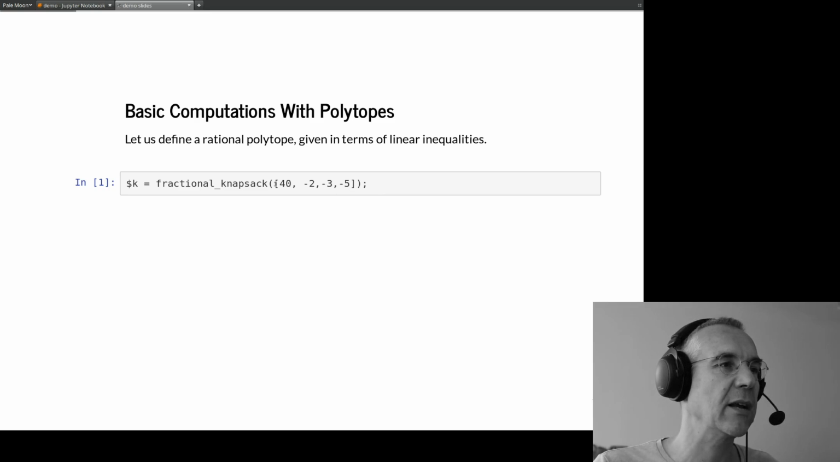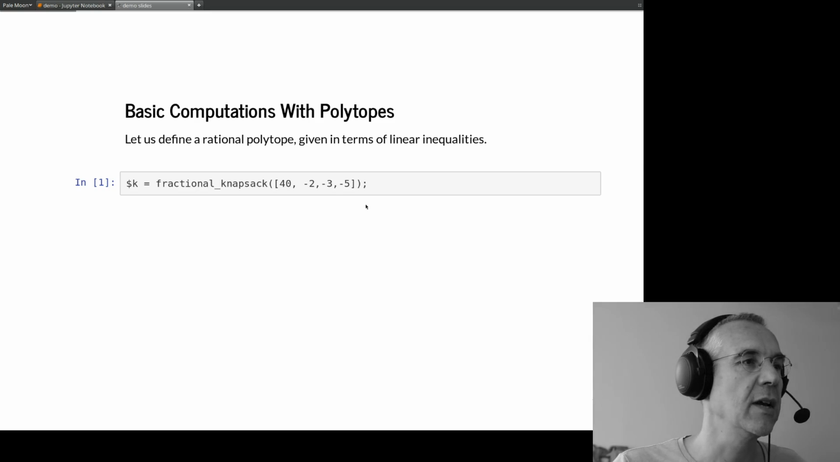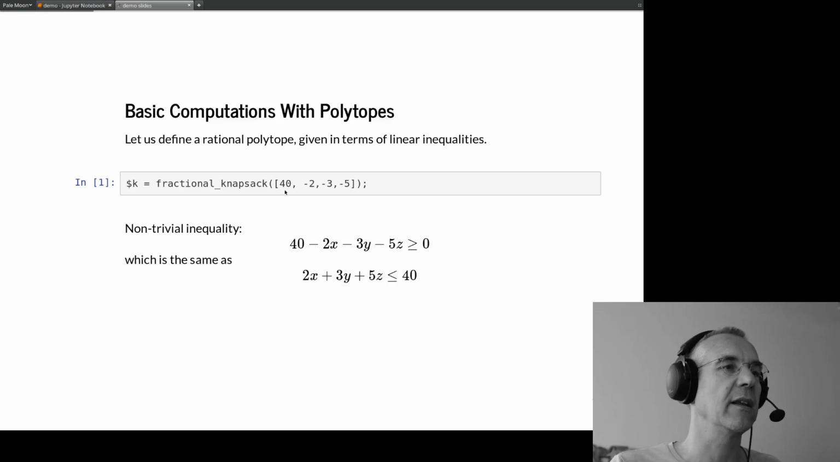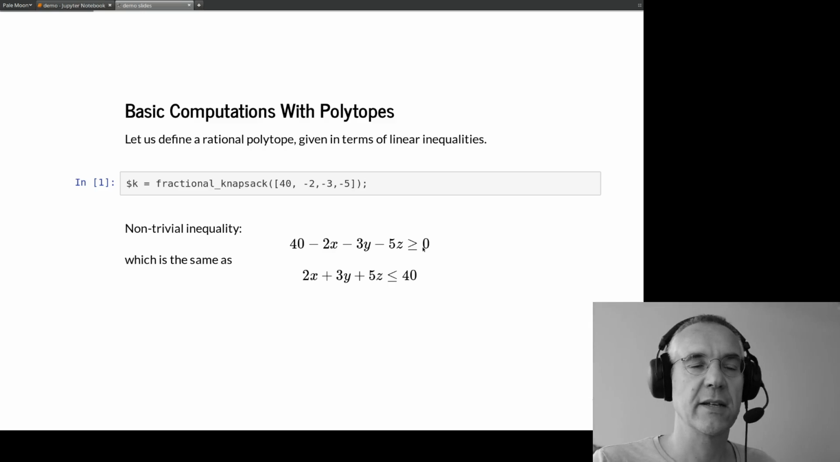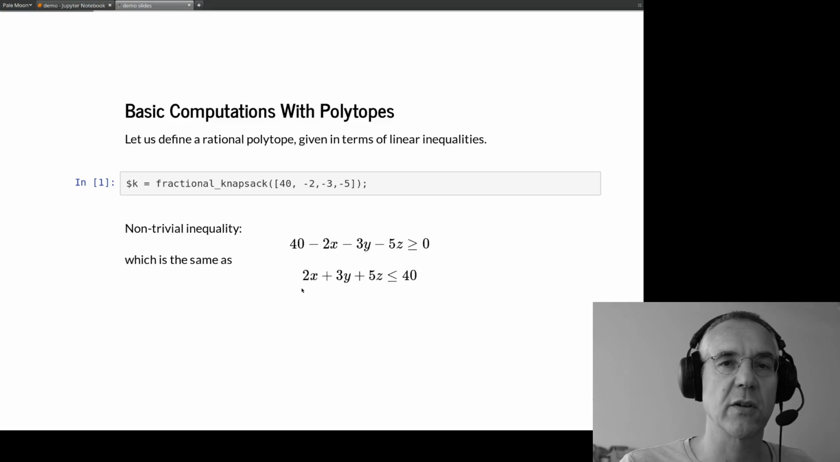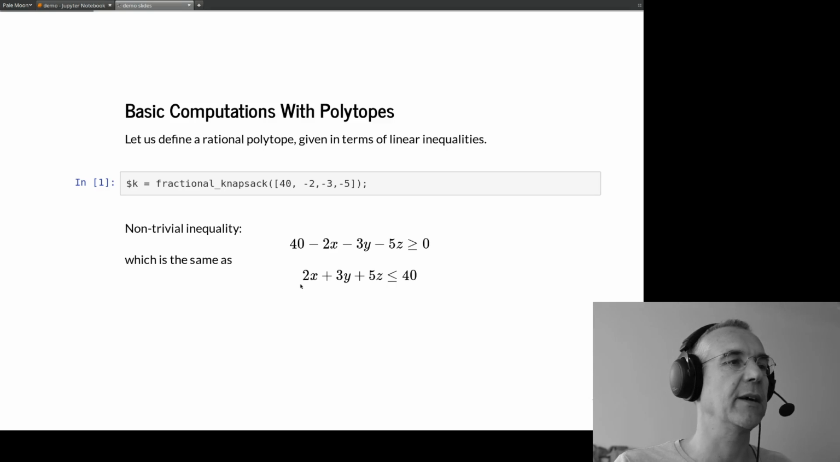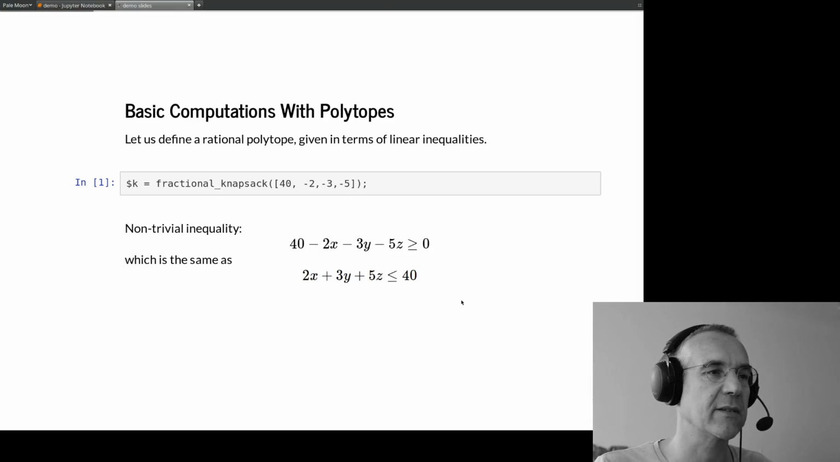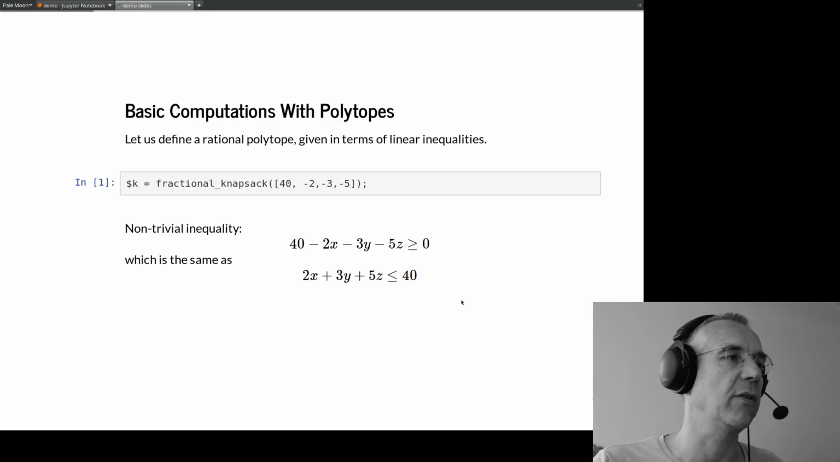And let me translate what this vector encodes. So this is the linear inequality 40 minus 2 times x minus 3 times y minus 5z greater or equal to 0. That is, we are computing with inward-pointing normal vectors. So if you wish, you can translate this into a more standard form of a knapsack equation like here. So that's 2 times x plus 3y plus 5z is less than or equal to 40.